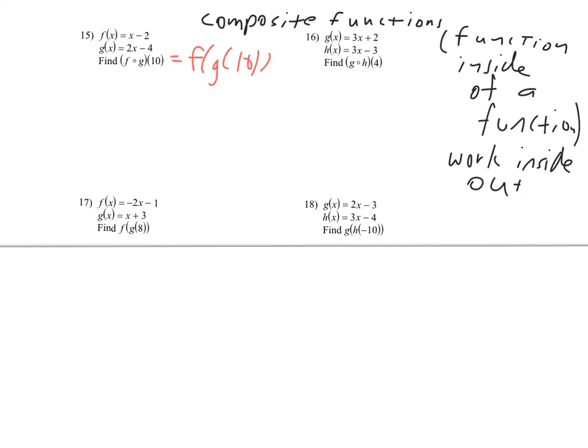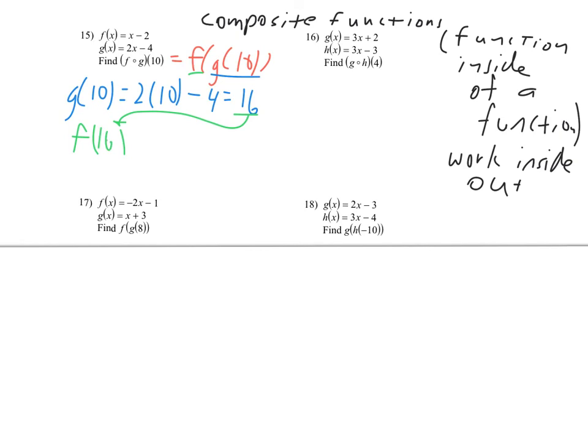So we're going to do the same thing. I've got to do the inside first, so I'm going to do g of 10. g of 10 equals 2 times 10 minus 4. I just went to the g function and plugged in the 10 there. Then I got 20 minus 4 is 16. Now I have to go to the outer function. In this case, that's f, and I'm going to take that 16. My answer from the first part becomes the question on the second part. So f of 16 would be, I plug it in right here, 16 minus 2, and that gives me 14.